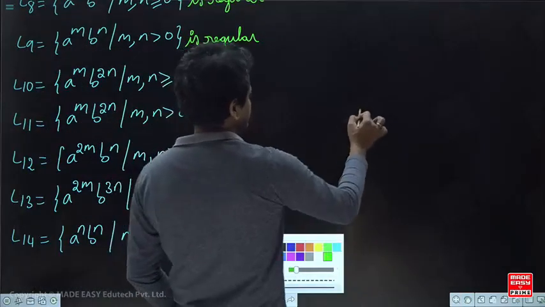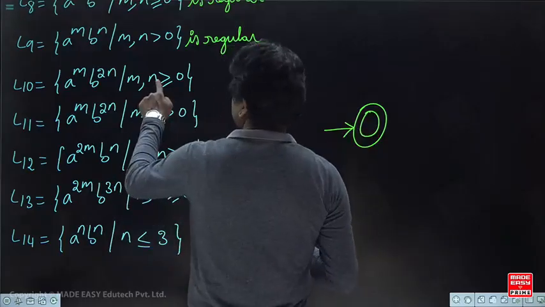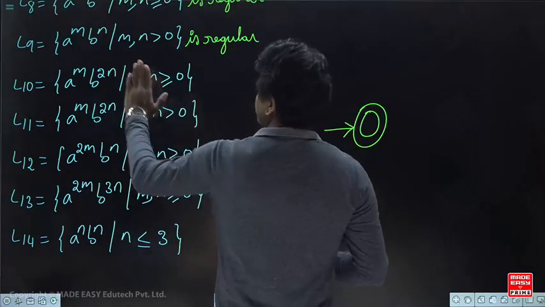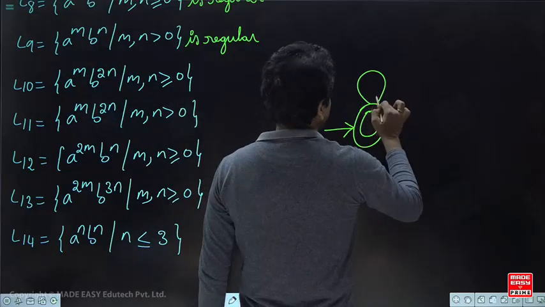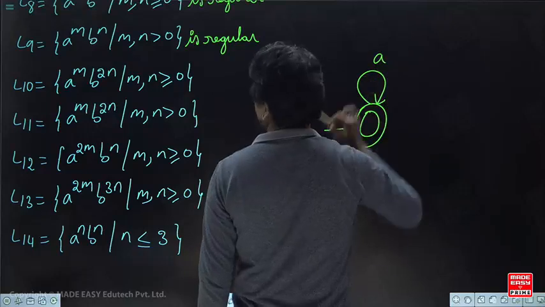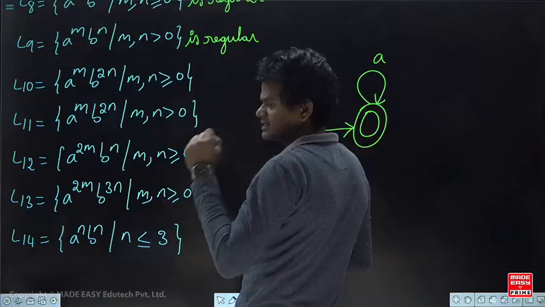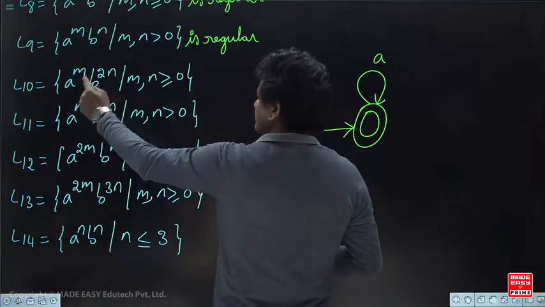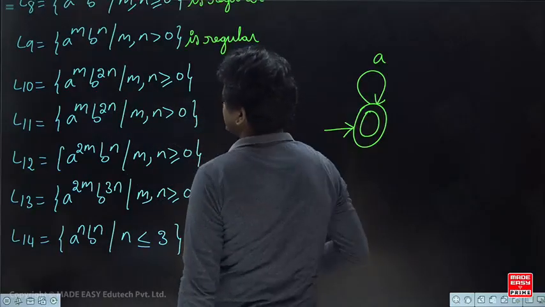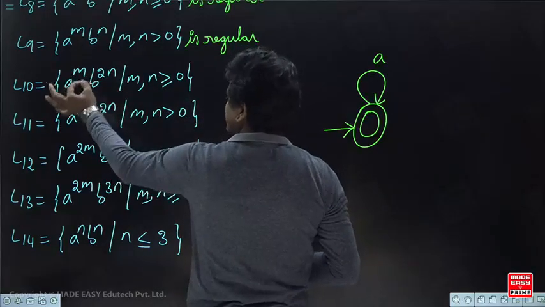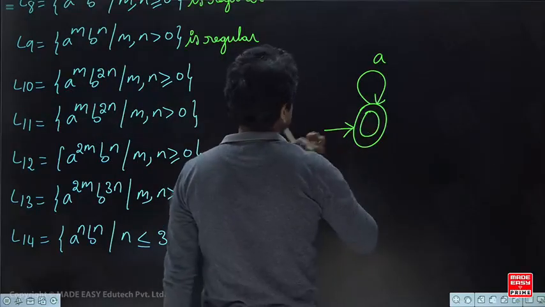How can we accept epsilon? By making the initial state final. Suppose N is 0, meaning B's are 0, then only A's can be there. Only A's you can accept like this. Suppose M is 0. Try to understand the language here, it is very important. Here, any number of A's followed by an even number of B's. Have you observed? Even number of B's. When both M and N are 0, the smallest string is epsilon.